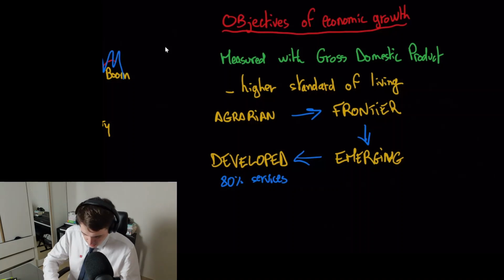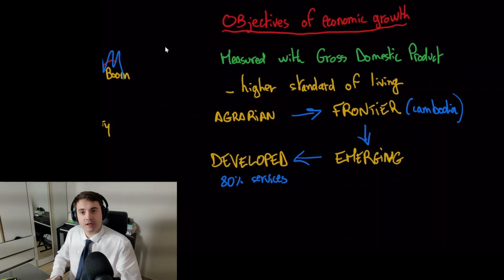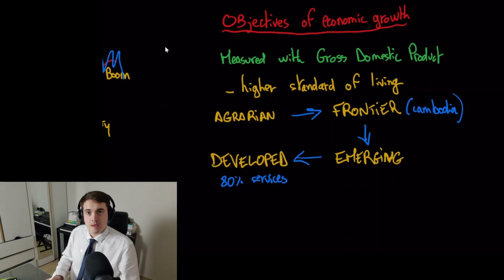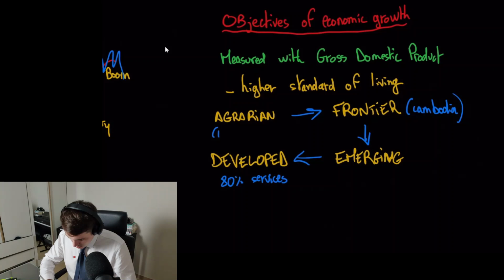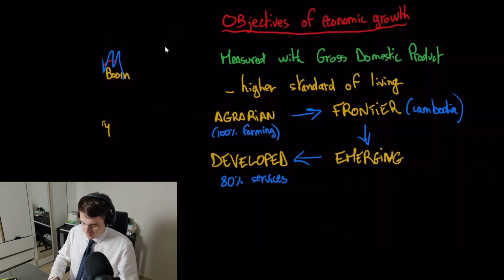Frontier, think of Cambodia. Right, everything has to be done there. It's a very new country. And then the last one, agrarian, is 100% farming. So these are the poorer countries in the world. For example, in Africa, you have 0 services, 0 manufacturing. It's basically 99% farms.